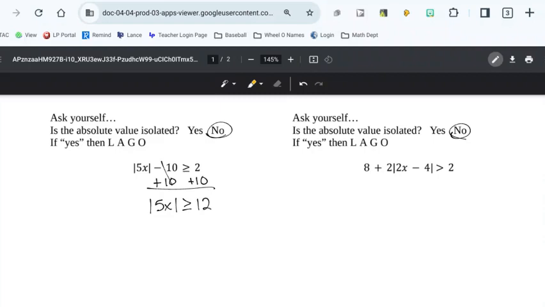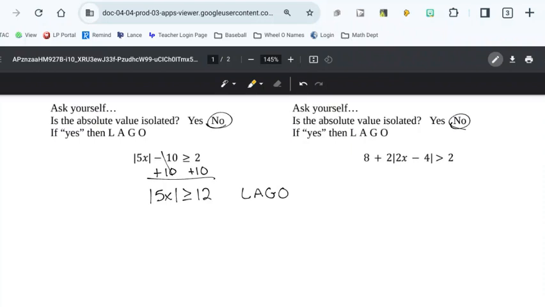Now that the absolute value is isolated, we can ask ourselves, what type of problem is it? And or? Well, it's a greater than symbol, so it's an or problem. So we're going to split this. 5x is greater than 12. That stays normal. And then we say, or, we have 5x. We need to flip the sign to make it a less than or equal to, and then make that 12 negative.